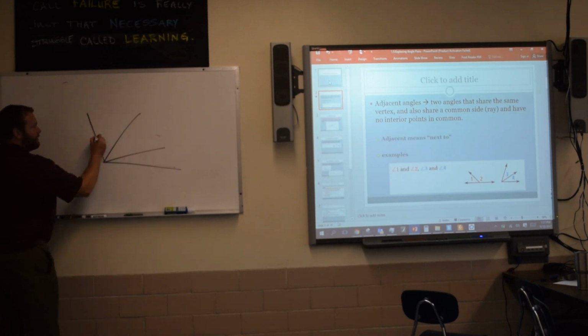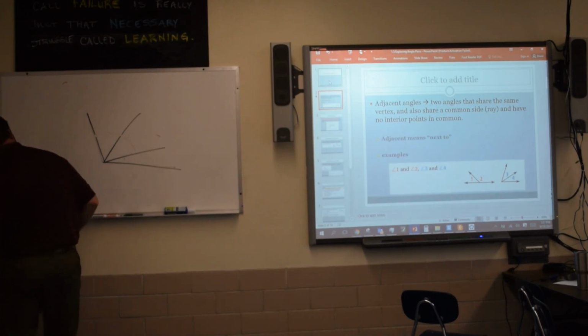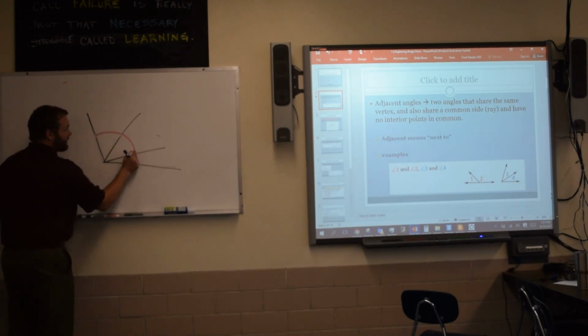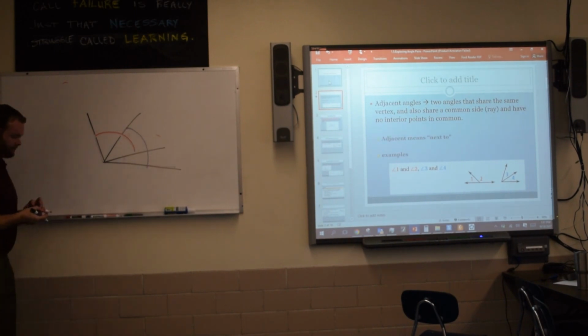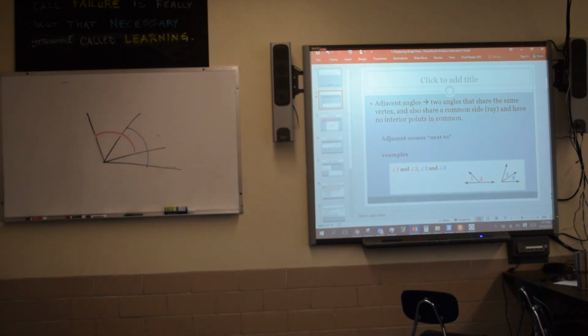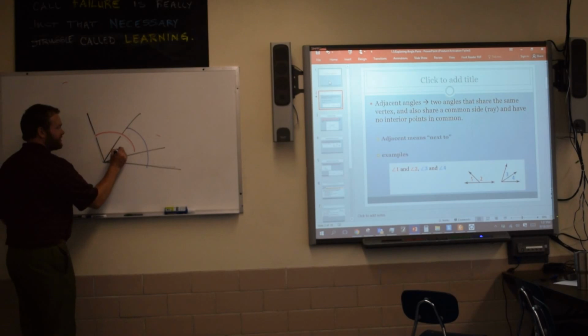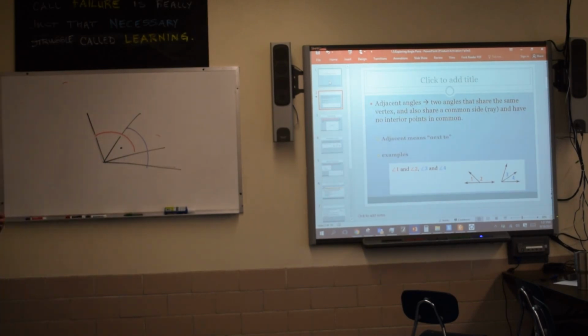Okay? And then if I look at that angle and I look at that angle, okay, they as well are not adjacent, because if I pick a point out of this region, say that point right there, well, that point came from the inside of the red angle, but it also came from the inside of the purple angle, right? So that would mean that that point is a common point between the red and the purple angle, violating the idea of being adjacent. Does that make sense?